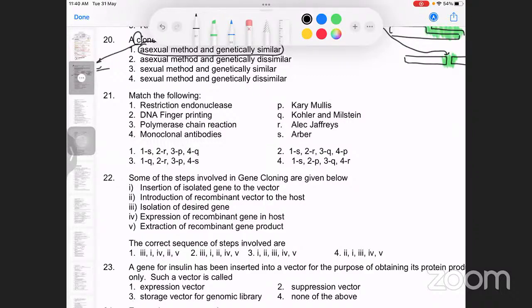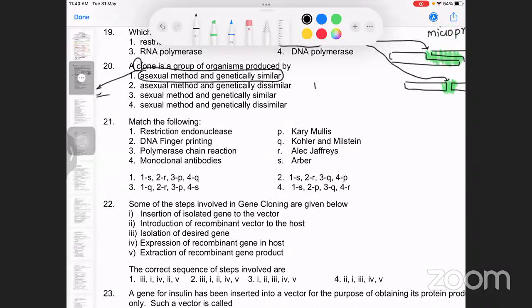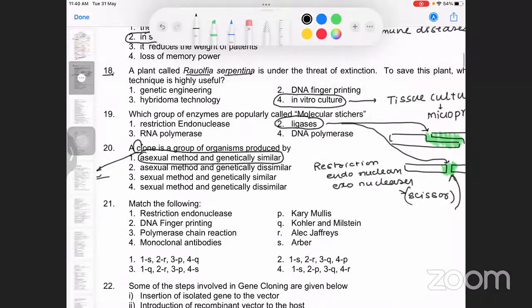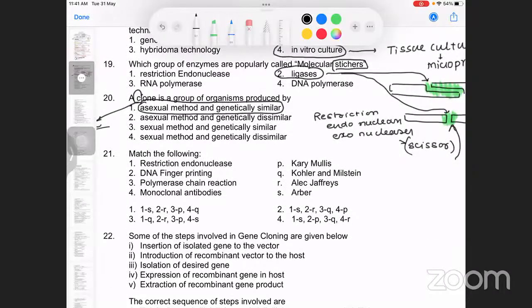Sir, Purnima is asking one question. Yes. Which enzyme acts as a molecular scissor? Restriction endonuclease or exonucleases. They act as scissors, okay, because they cut the DNA. Here they have asked which enzyme acts as a stitcher, which will combine the DNA fragments. So ligase is a stitcher. Restriction endonucleases or exonucleases act as molecular scissors. Thank you, sir. Thank you.